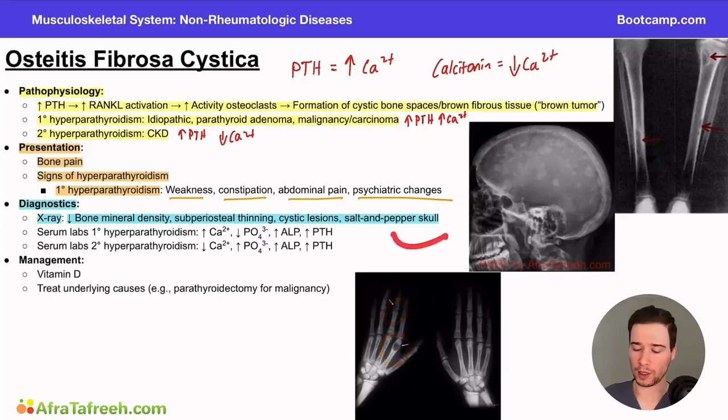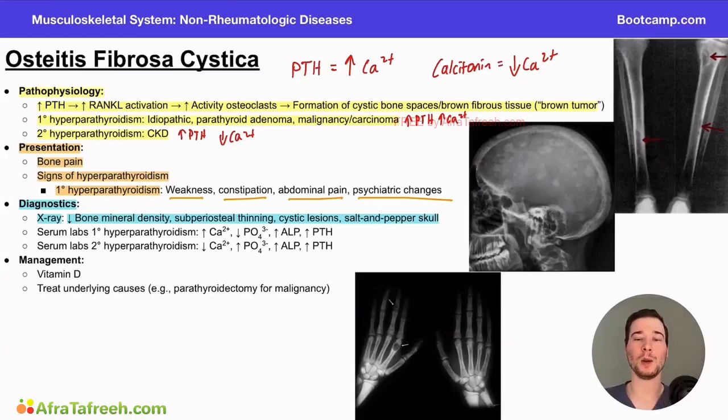Now, if we think about the salt and pepper skull, you can appreciate that in the skull you see areas of white along with other areas of darkness, right? It's this salt and pepper appearance on the skull. And again, this is a classic finding of osteitis fibrosa cystica. So they might show you this image in a question and expect you to make the correlation that, oh, this patient might have something that causes osteitis fibrosa cystica, such as chronic kidney disease.